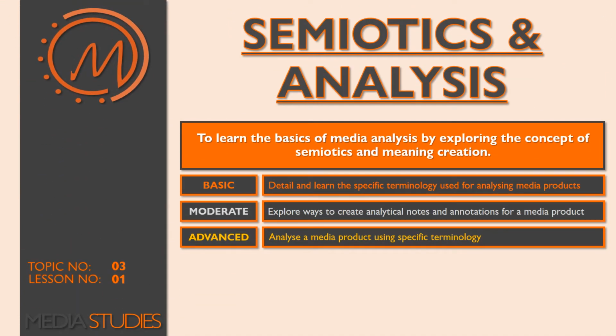Here we have our title slide for this lesson, and as you can see the title is Semiotics and Analysis. In the bottom left, as always, you can see our topic number, which is topic number 3, and this is the first lesson for this topic. We have our learning objective, which is to learn the basics of media analysis by exploring the concept of semiotics and meaning creation. And then we have our basic, moderate and advanced success criteria there.